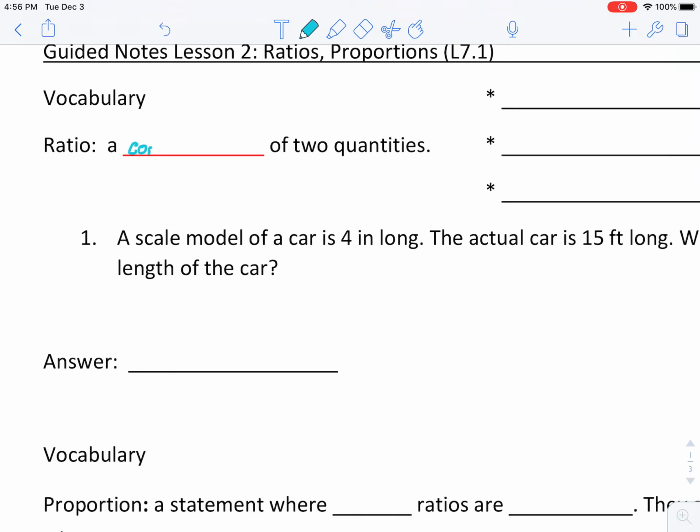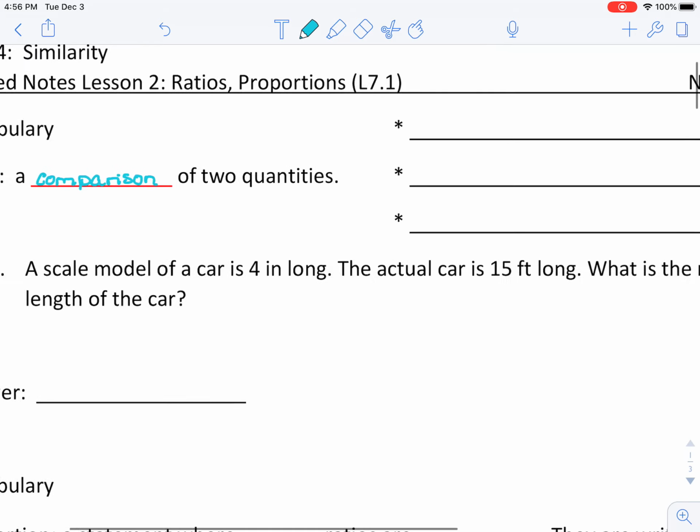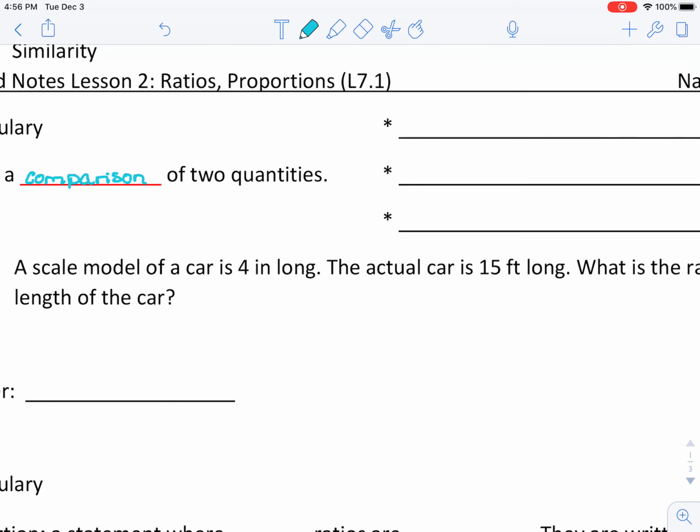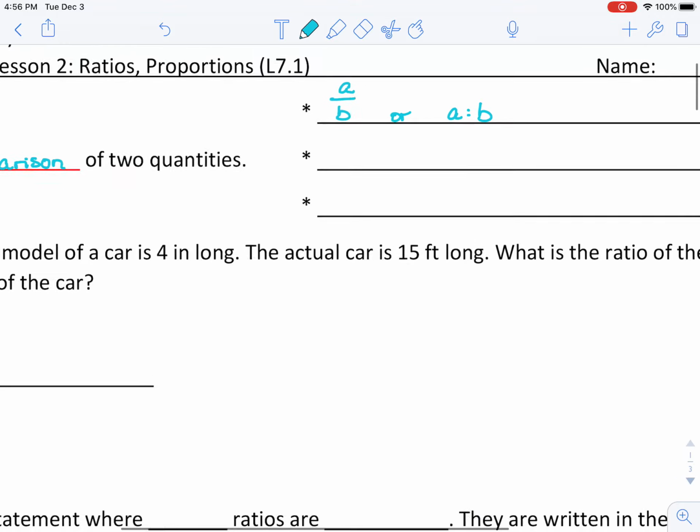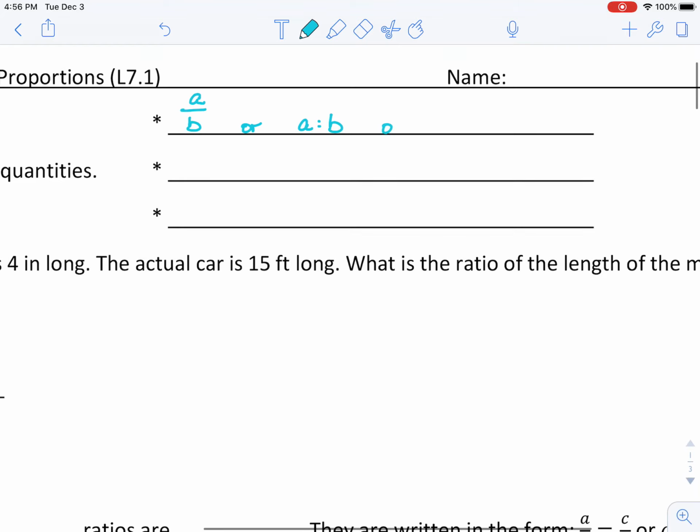A ratio is a comparison of two quantities. We don't usually think of it like that, but that's its official definition. The way we usually think of it is a ratio is a fraction. So sometimes you'll see it written as a number over a number, or you'll often see it written as a number and then a colon between them and then another number. Both are acceptable. Both are basically saying that it's the comparison of A to B.